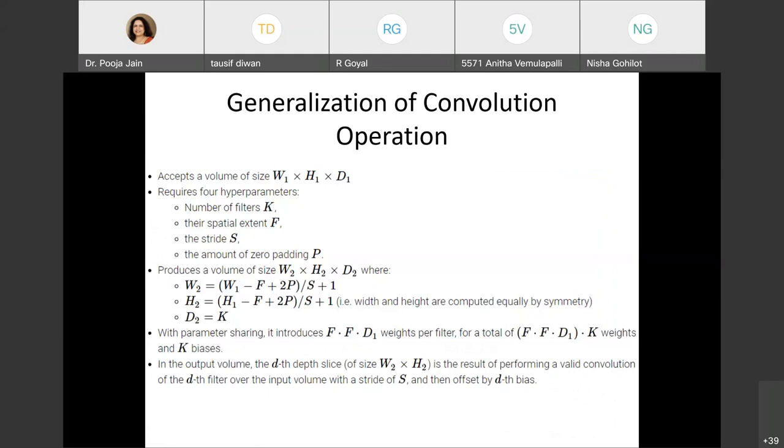If it is the second filter, then it is placed as a second channel in the output, and then offset by the bias. This was the generalization of the convolution operation. After that, the generalization of the pooling operation.